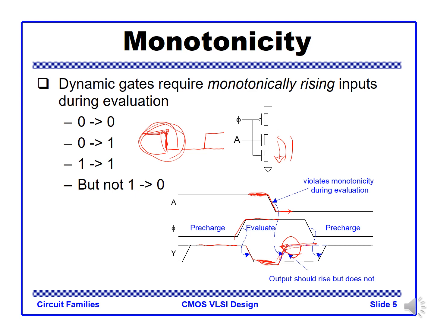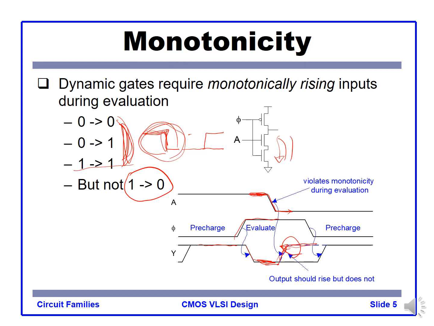So we only allow the input transition from 0 to 0, or 0 to 1, or 1 to 1 staying high. Only three kinds of input combinations are allowed. We cannot allow the input transition from 1 to 0 during the evaluation period. This is a very tricky condition. So how do we avoid this?